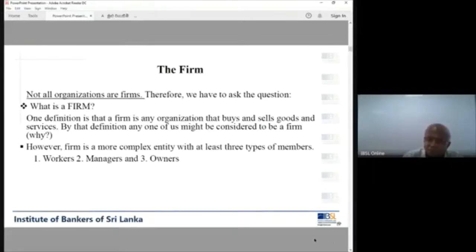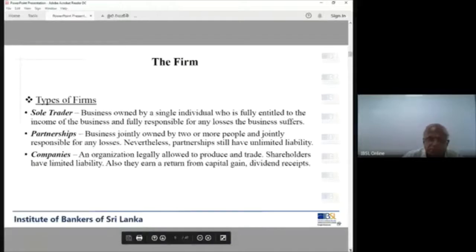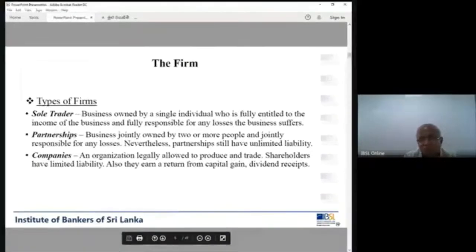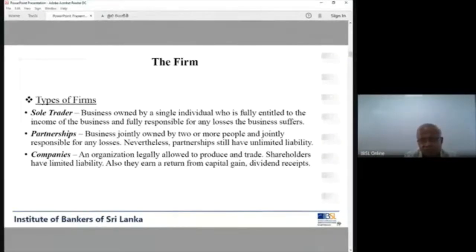Okay. Then types of firms. Basically three types of firms, with regard to ownership. Sole traders, partnerships and companies we discuss. Sole trader, you own the business. You get the revenue, income. You are responsible for any losses you suffer, right? Then the partnerships.